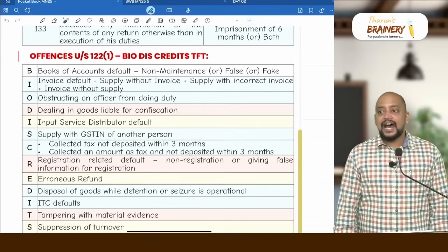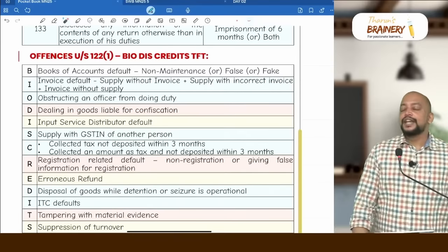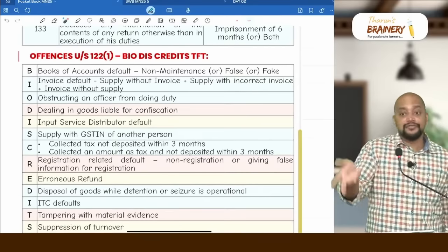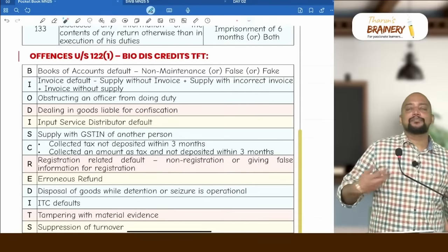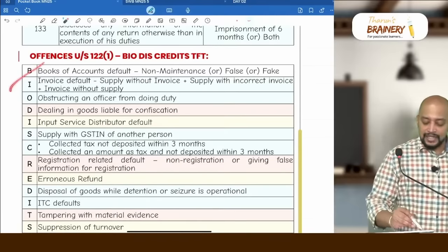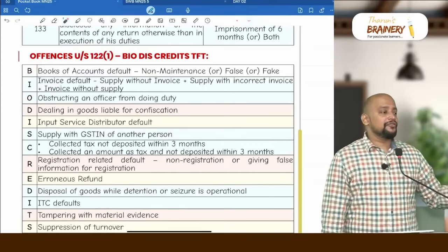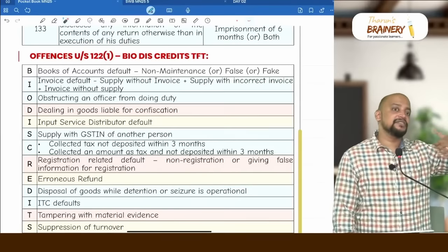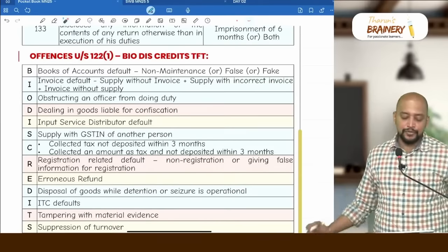Then I for invoice default. Invoice default means I am supplying without an invoice, or I am giving an invoice without supply, or I am making a supply while giving incorrect details on the invoice. That is invoice default. Then O for obstructing an officer from doing duty. Like an officer is coming for physical verification and you are stopping them from doing their duty.